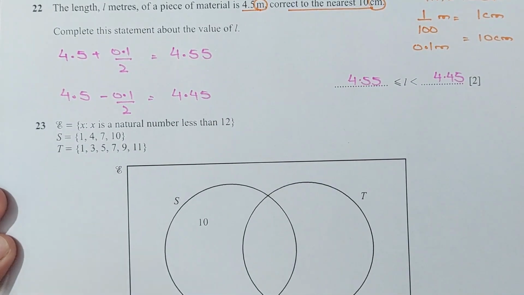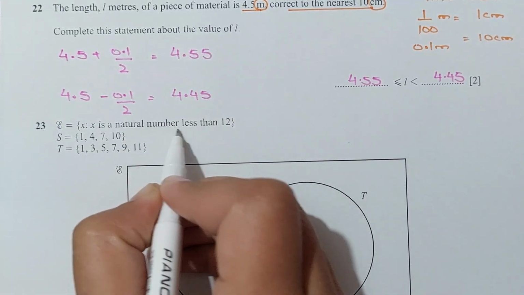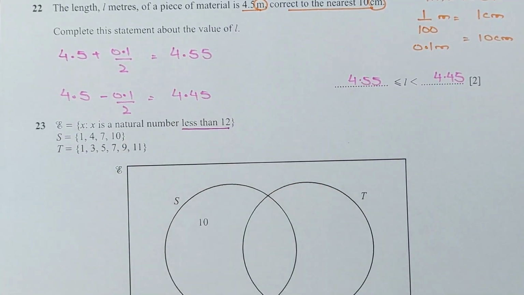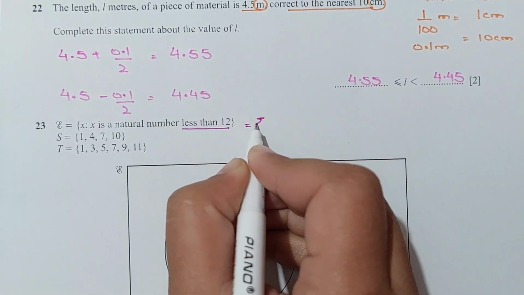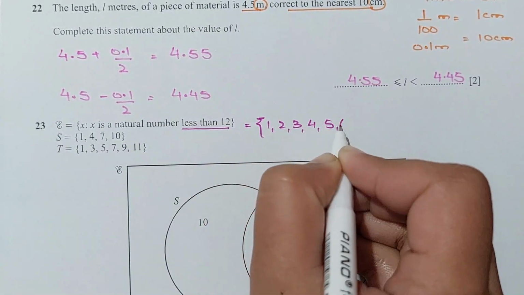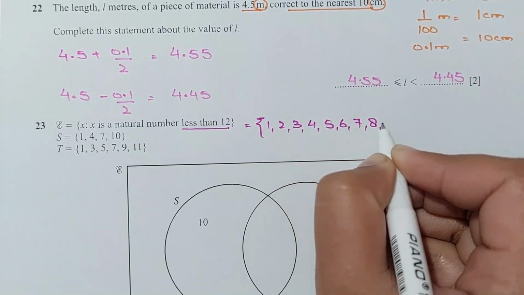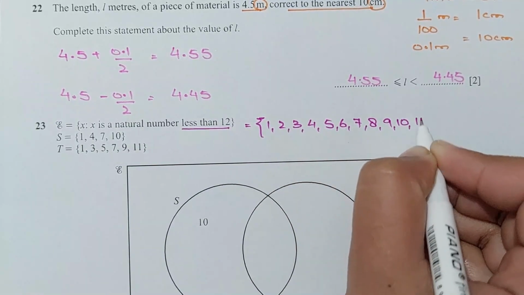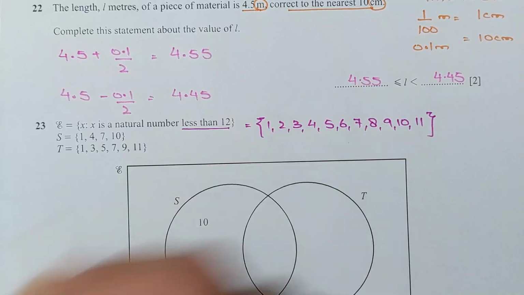Question number 23, we have a universal set x where x is a natural number less than 12. All natural numbers which are less than 12. Okay. So the natural numbers which are less than 12 are 1, 2, 3, 4, 5, 6, 7, 8, 9, 10, 11. Not 12, less than 12.